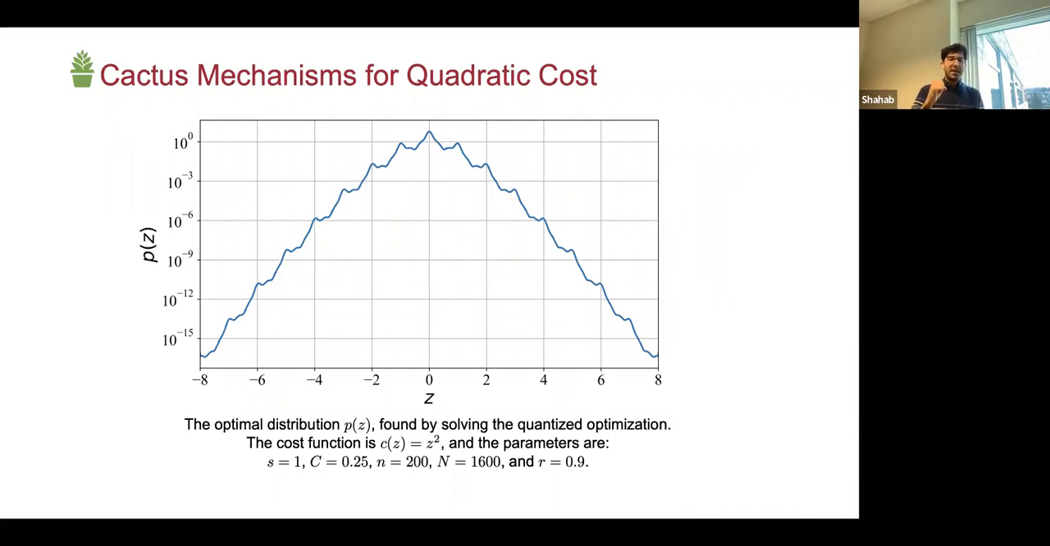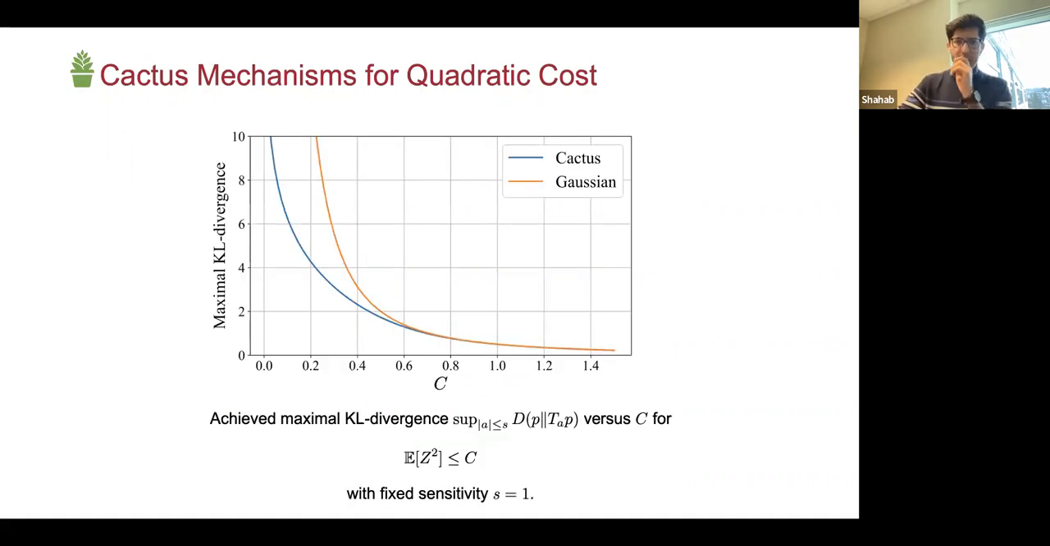Now let's compare this Cactus mechanism with the Gaussian mechanism to confirm what we see from this plot. This is what we get. The y-axis is the maximal KL-divergence, remember the maximum of the KL-divergence, and the x-axis is this utility constant C. We are looking at the quadratic cost. The blue curve is the Cactus distribution or Cactus mechanism, and the orange is Gaussian.